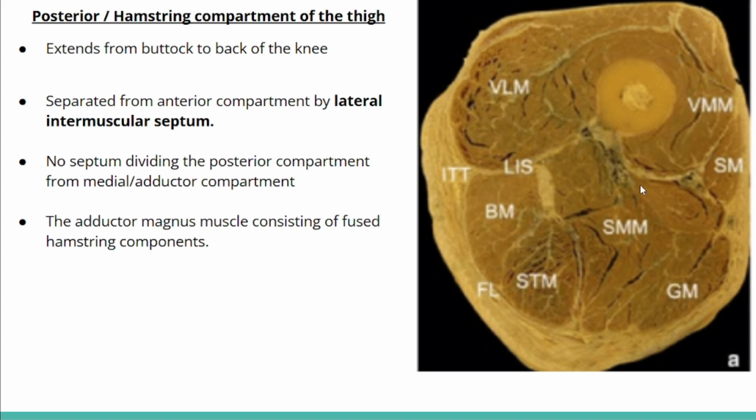But can you see a clear intermuscular septum separating the adductor compartment or medial compartment from the posterior compartment? No, there is no clear septum dividing the posterior compartment from the medial or adductor compartment. Instead, the adductor magnus has an origin from the hamstring compartment as well.